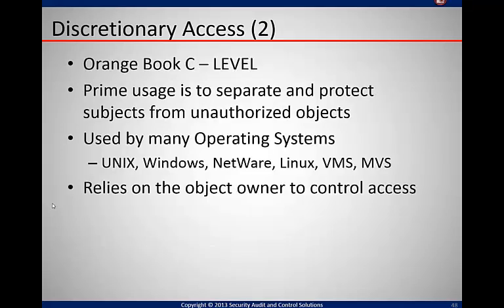It is known as the Orange Book C level. The prime usage is to separate and protect subjects from unauthorized objects, and many operating systems use this discretionary access control. Normally, what we see in the Unix, Windows environment, Novell NetWare, if it's still used in organizations, Linux, VMS, and MVS, it relies on the object owner to control access. Now, that's reiterated because it's a very important aspect to consider.